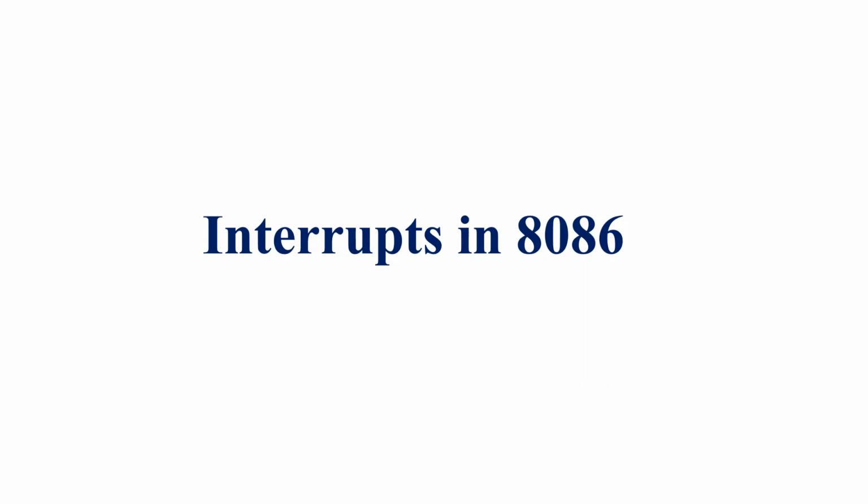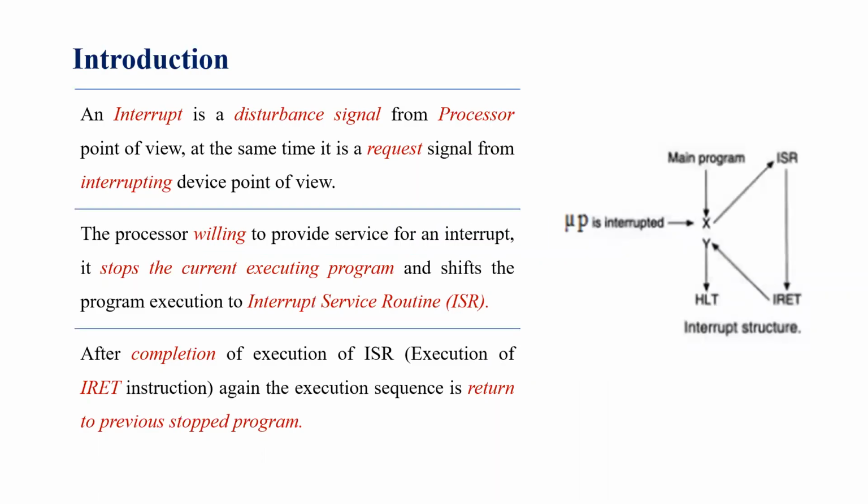In this class, I'm going to discuss a concept called interrupts in 8086. First, what is meant by an interrupt? Basically, an interrupt is a disturbance signal from the processor's point of view. At the same time, it is a request signal from the device that generates this interrupt signal. So we can see this interrupt signal from both ends.